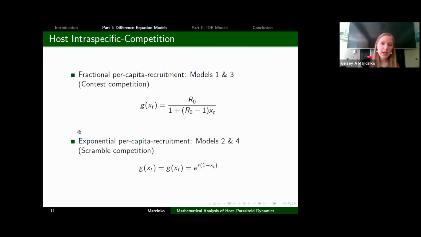On the other hand, exponential per capita recruitment, which I'll be using in models 2 and 4, is the ecological scenario of scramble competition, where resources end up distributed equally among the competitors. Mathematically, it's an exponential form that gives that type of behavior.